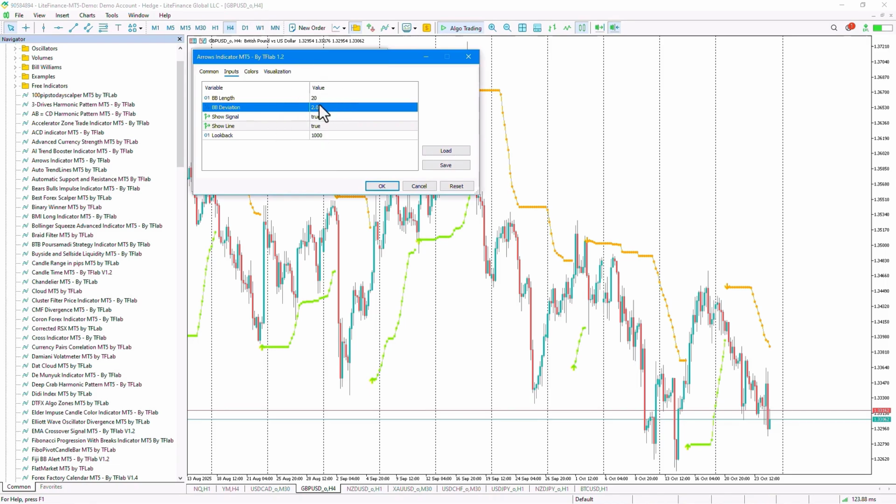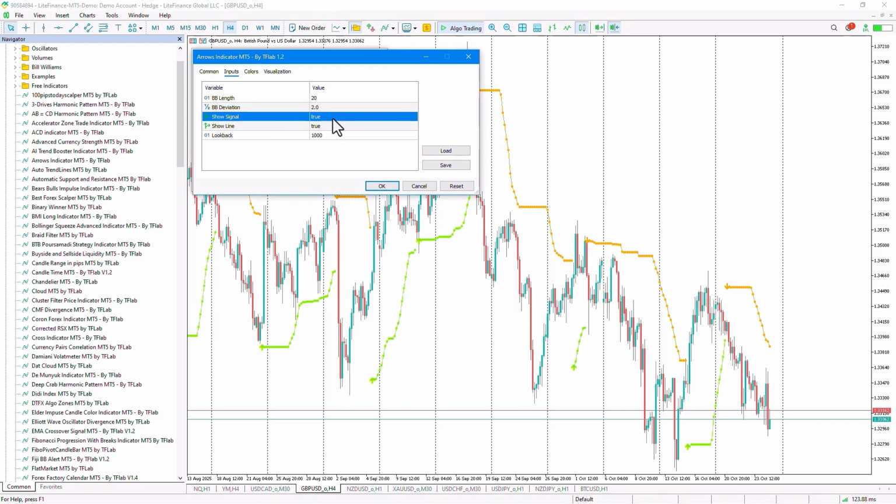In the first input, set the calculation period for the Bollinger Bands indicator. In the second input, set the calculation period for the deviation indicator. A longer calculation period makes the indicator line smoother and gives longer-term signals. And the more we increase the calculation period for the deviation, the greater the distance between the trailing stop line and the price becomes for us.